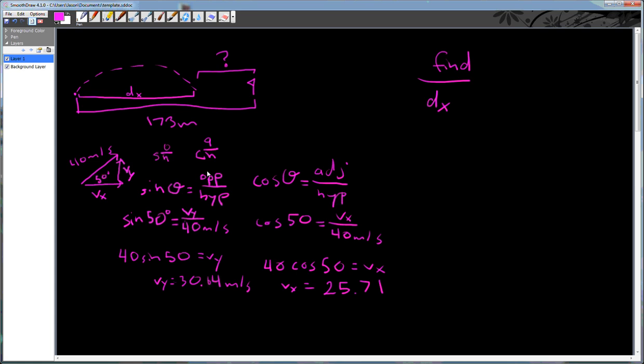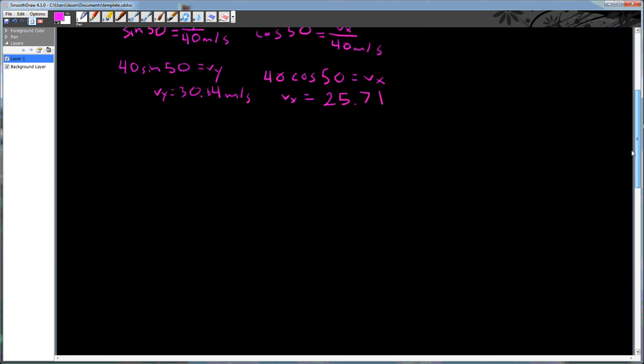Anyway, we've got our initial Vy and Vx. As we know, our Vy will change because of gravity, and our Vx is constant throughout the entire trajectory of this projectile, this golf ball in this case. Okay, we need to find dx. I'm assuming we're going to have to solve for t.